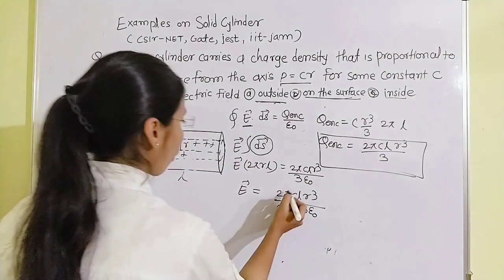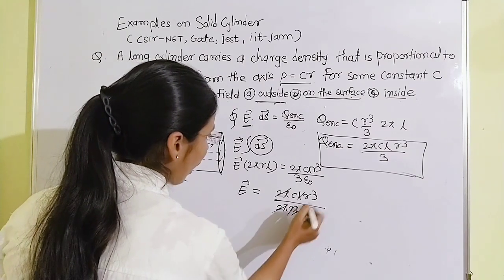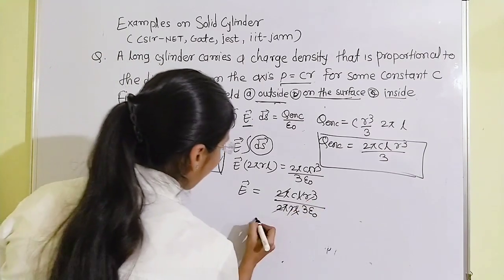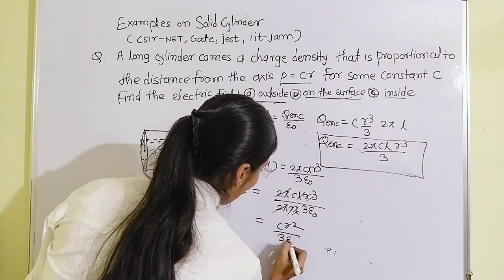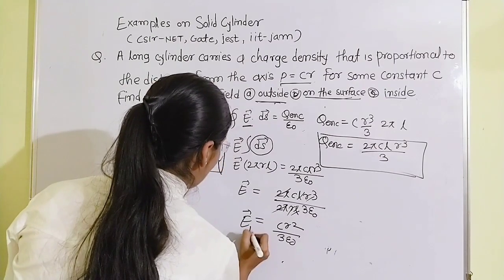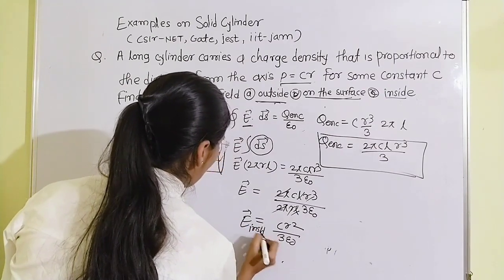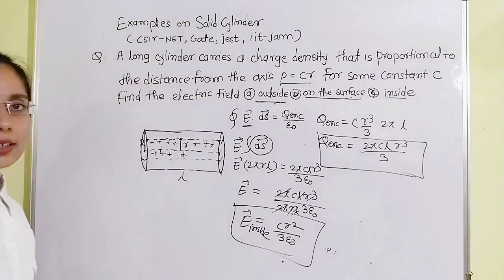So what is the common here? 2 pi is common, L is common, one r is cancelled. So what is remaining? C r square by 3 epsilon naught. So this is the electric field inside the cylinder.